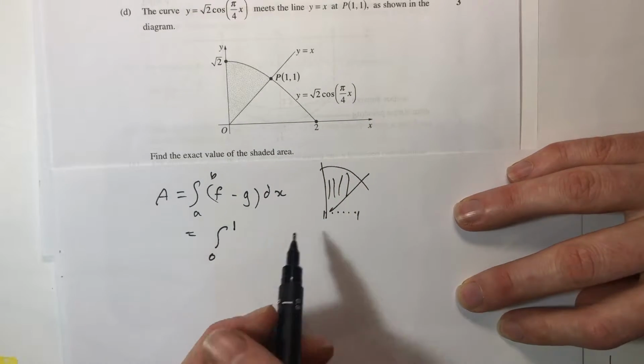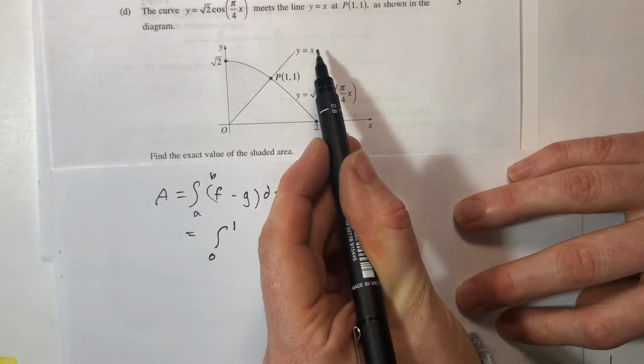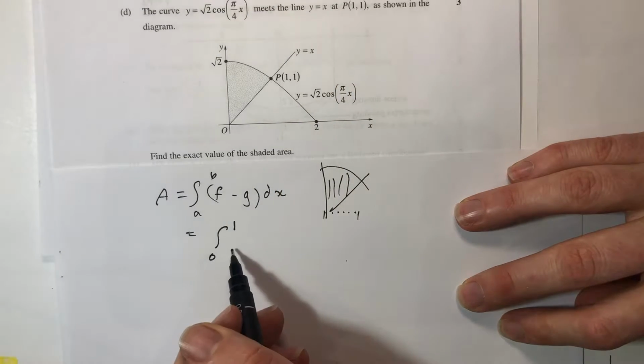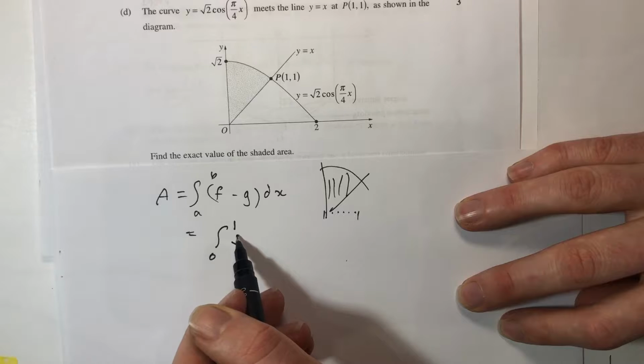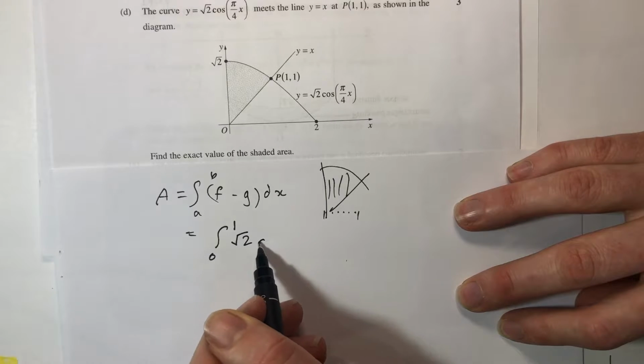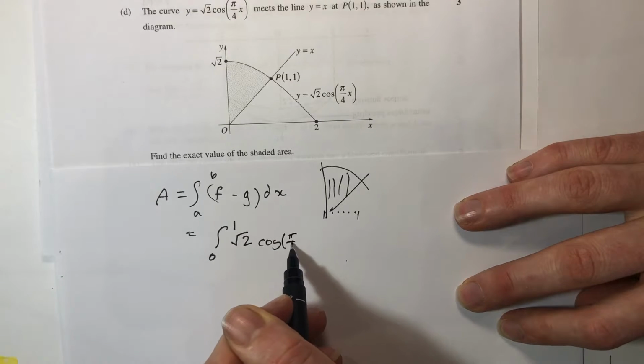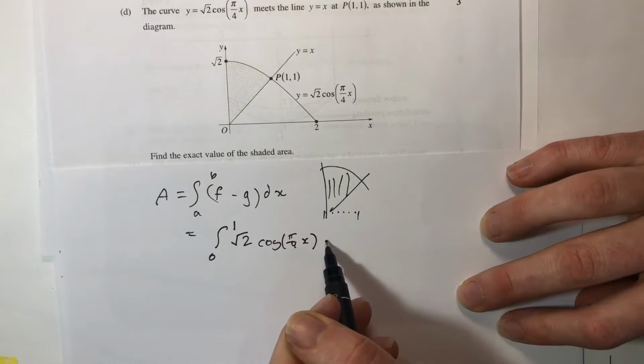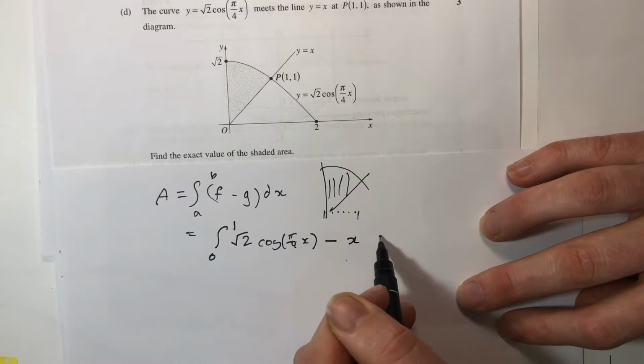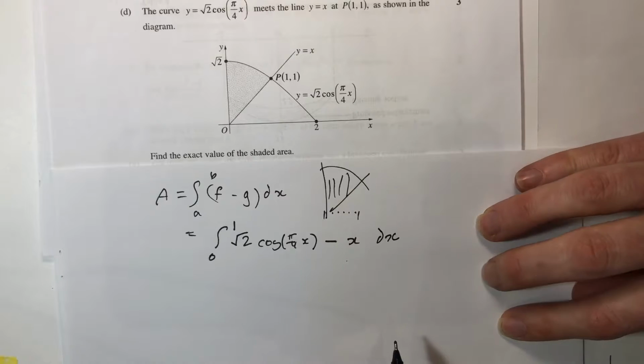My top function is written underneath the bottom function. That's to try and trick you again, I suppose, or it's just where it was labelled, but just be careful with that. So root 2 cos of pi on 4x is my f, and my g is simply x. So there's my formula built.